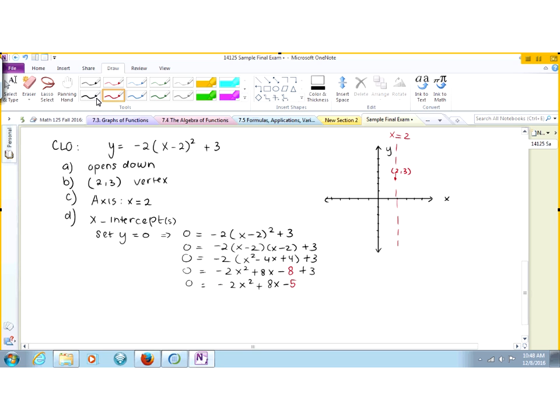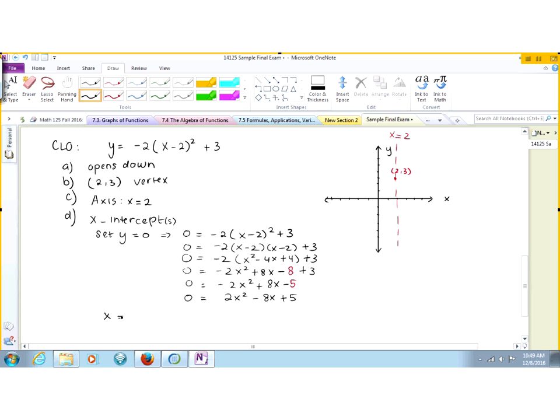Now, do we want the leading term to be negative? No. So multiply everything by -1. So 0 is 2x squared minus 8x plus 5. Yes. Yeah. Is it factorable? 10 and -8? No. So we have to use what? Quadratic formula. Now the one on your final will be factorable. Yeah? This one's not, but we will do it anyway.